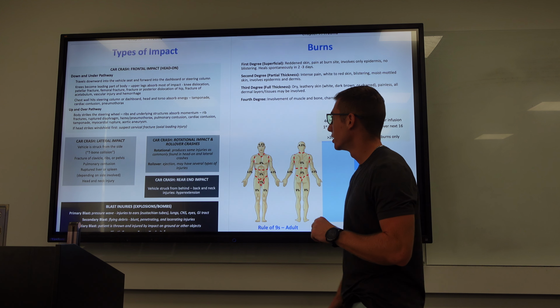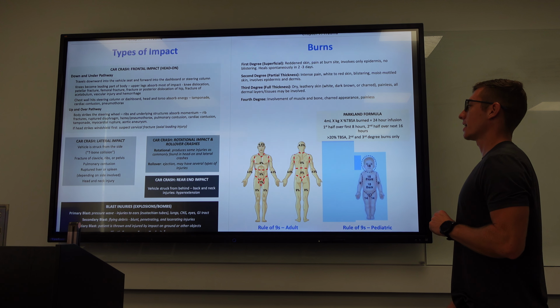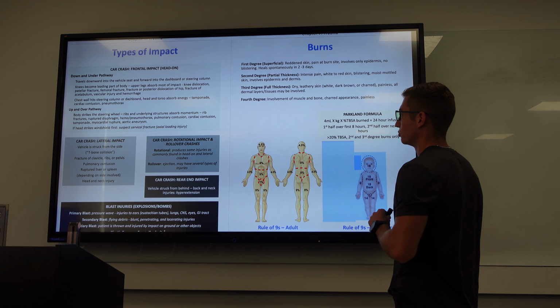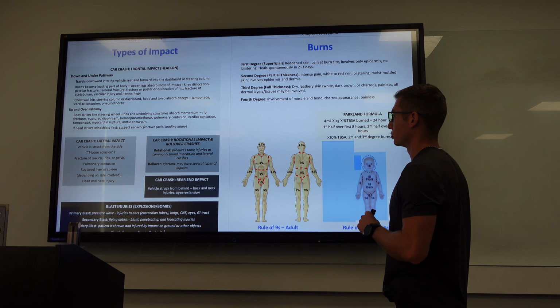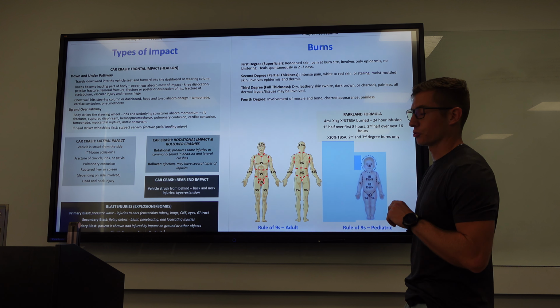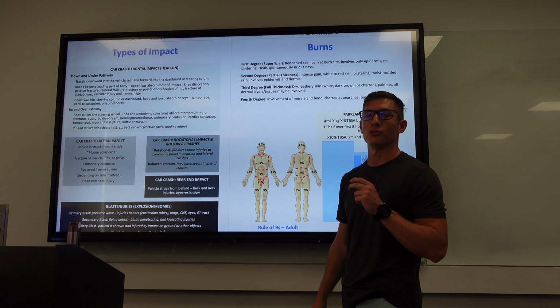If you have a car crash with rotational impact and rollover crashes, rotational is going to produce some injuries commonly found in head-on and lateral crashes. You could have ejection as well, just due to that centripetal force. You might fly out of either the windshield or the side window, most likely the side, because the windshield's most likely not going to break.